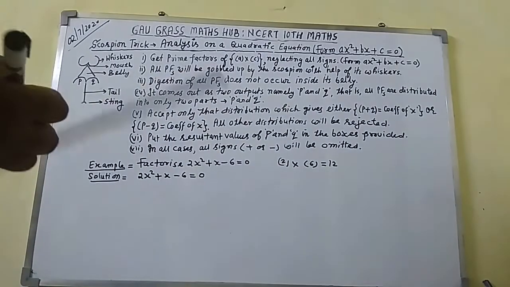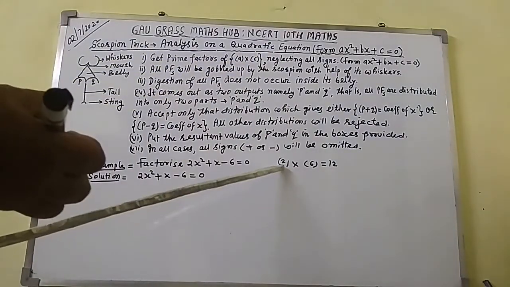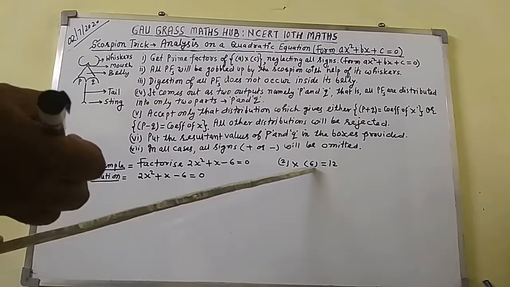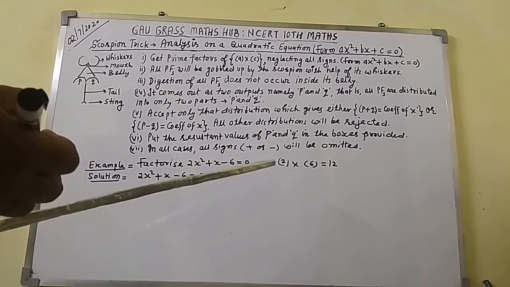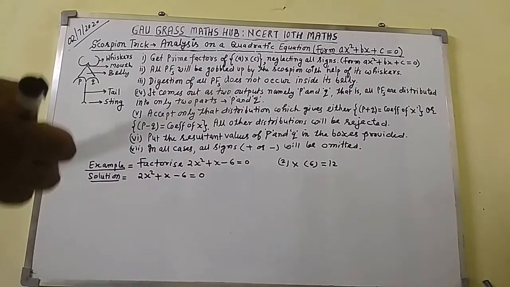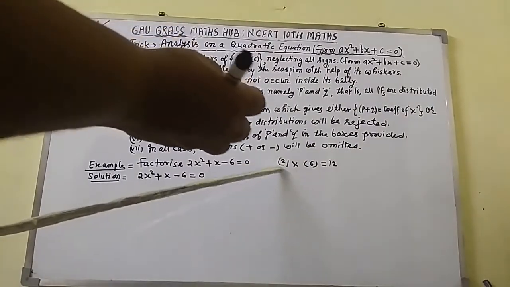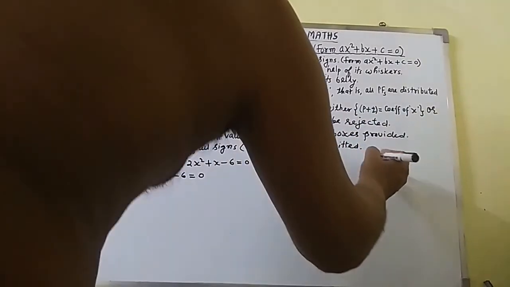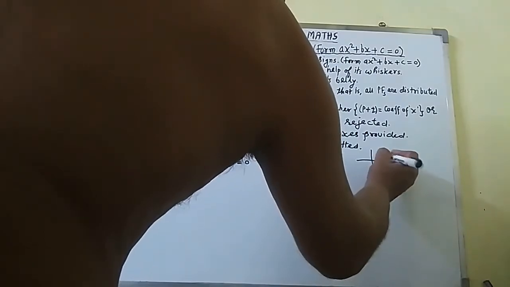Now what do we have to do next? Get prime factors of A into C. Here I have got A equal to 2 and C equal to 6, since I have neglected all signs, positive or negative, in this concept. Now I have got 2 into 6 is 12. I shall find the prime factors of 12.